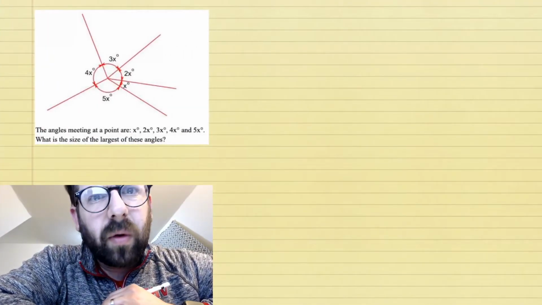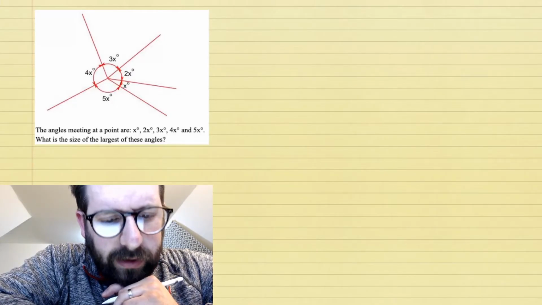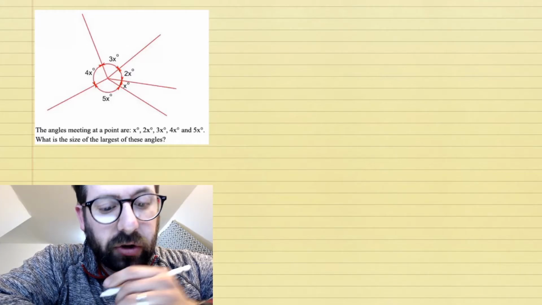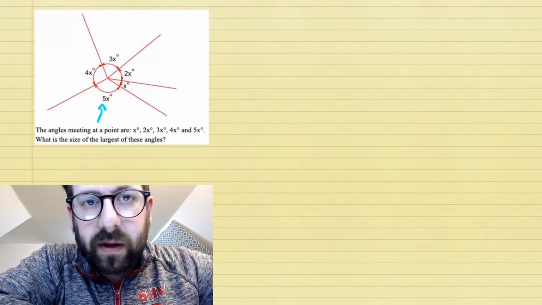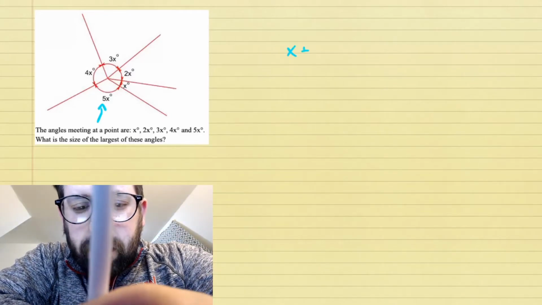Okay, so we only got, I think, 3 problems left. Alright, so we have a bunch of x's. They all meet at a point. So we have x, a 2x, 3x, 4x, and a 5x. And what is the largest angle of these? So that would be the 5x, right? That's the largest, but we have to figure out what its value is. So we're going to add these all up.